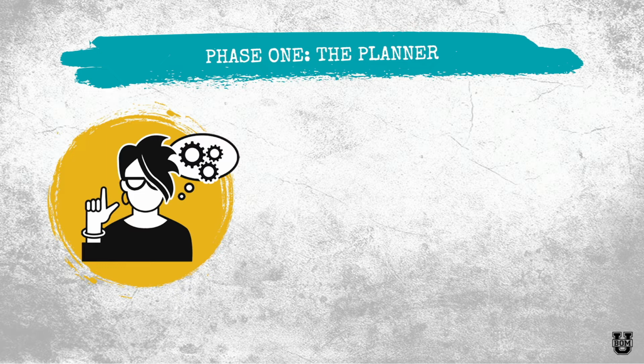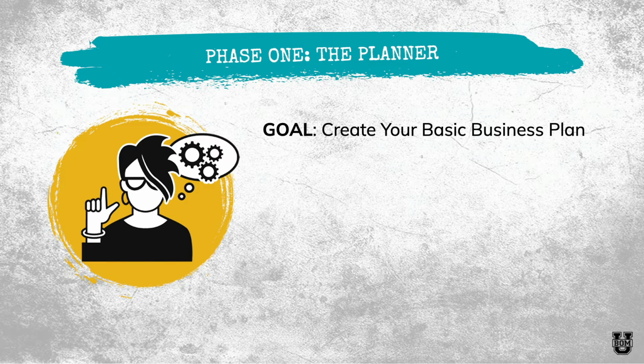So let's talk about what you're doing in the planner phase. So the goal is to create your basic business plan. Now, you're not trying to get all the details. This is not about creating an in-depth marketing plan or an in-depth strategy plan or sales plan. This is about creating the basic plan for your business. So think of it that way as saying, okay, here are the important structures and here are the important things that I'm going to be doing at a high level in my business. So that's what you're doing during this stage.